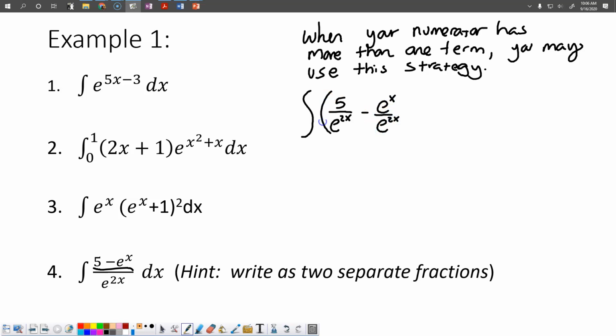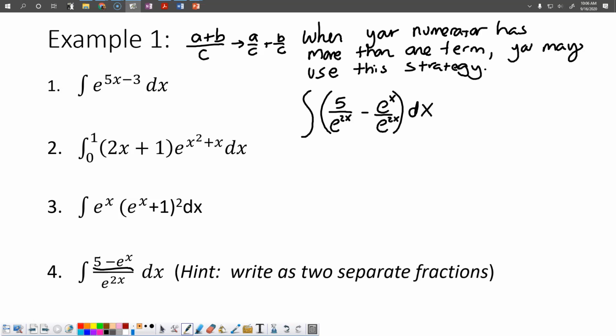This is a little integration strategy that can sometimes come in handy. So I'll make a little note here. Whenever you have something like this, a plus b over c, you can rewrite that as a over c plus b over c. And sometimes that helps when you're doing integration. Okay? And in this case, it will. All right, so let's go ahead and do this.